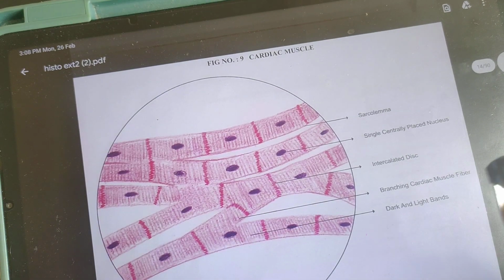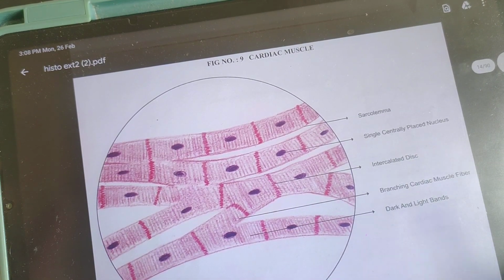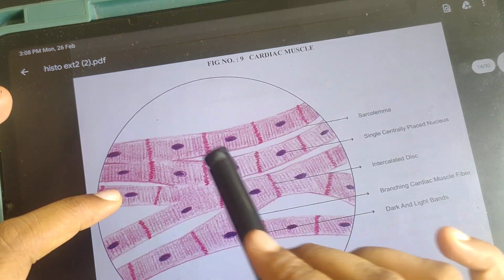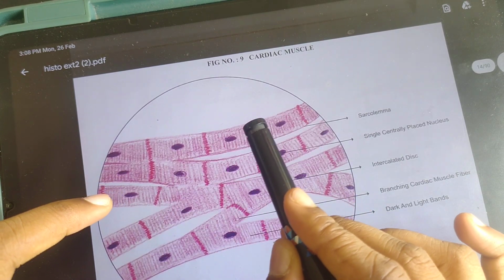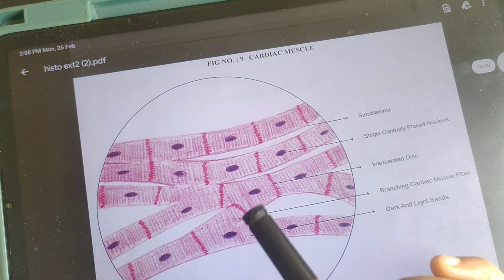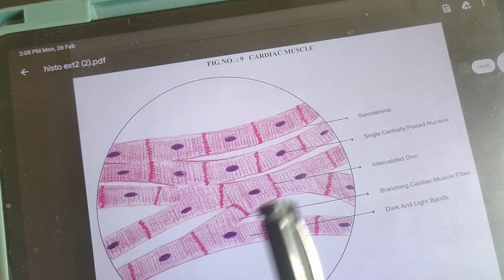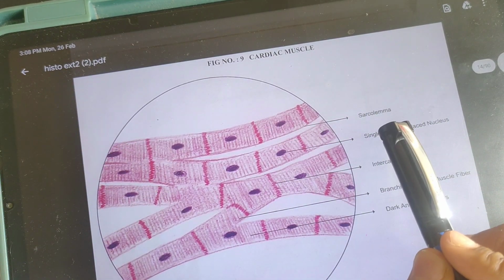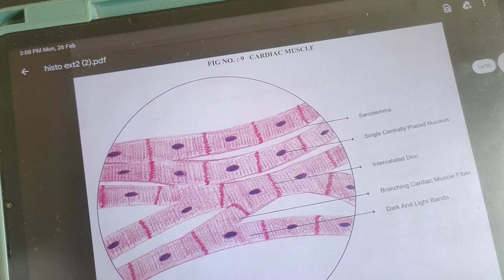This is a histological diagram which you have to draw for the exam. You have to draw the cylindrical muscle fiber with a centrally placed oval nucleus and the intercalated disc between the two cardiac muscle fibers, and you have to show the branching pattern. Single, and the membrane you have to label as sarcolemma. This is all about cardiac muscle histology.